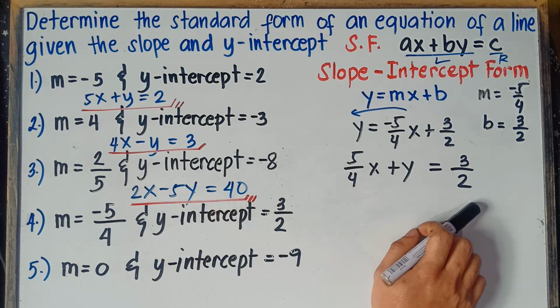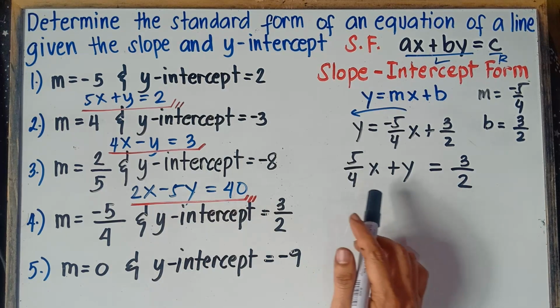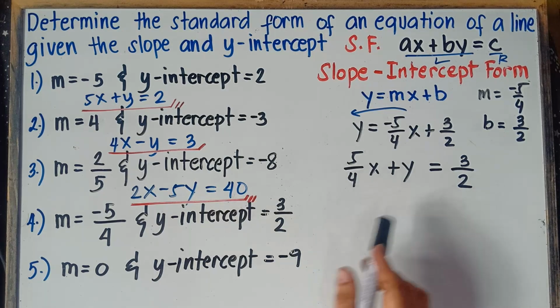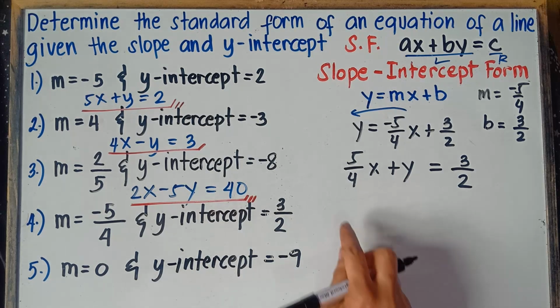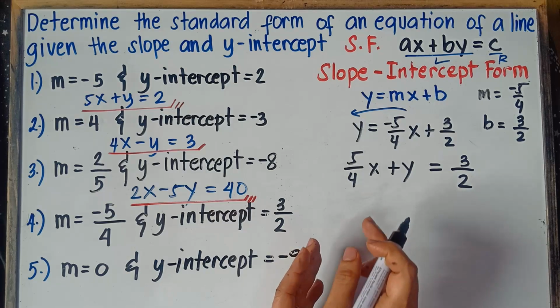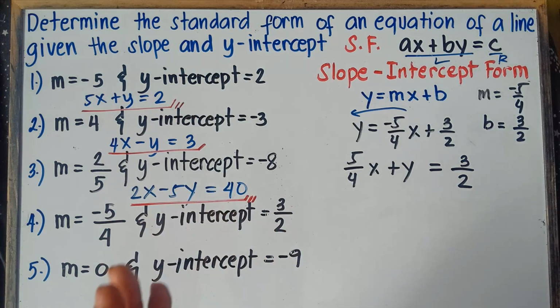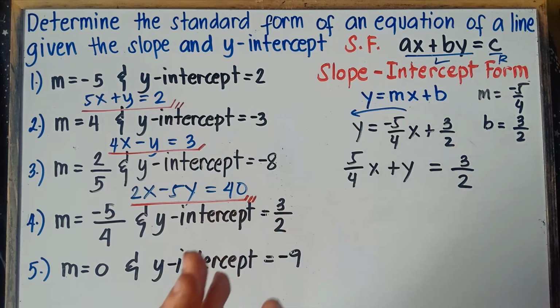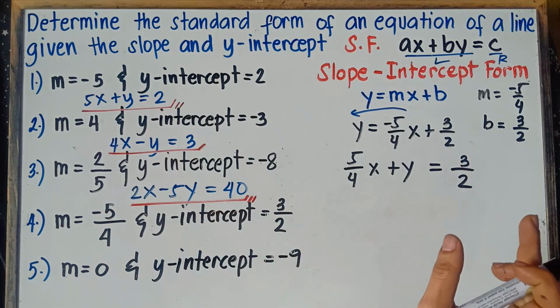Now, how will you eliminate the denominator? You need to find the LCD. Once again, we need to find the LCD of 4 and 2. Just remember, the LCD, the least common denominator. So, what will be the LCD of 4 and 2? You think of a number, the smallest number, in which that number is divisible by 4, that number is divisible by 2.